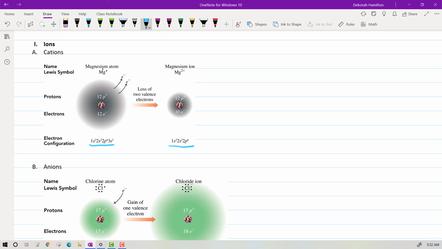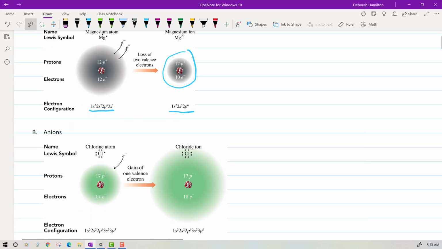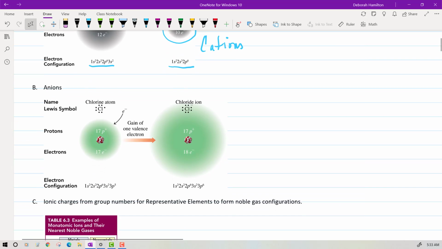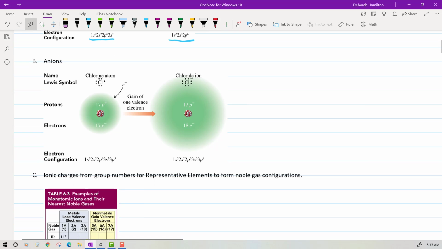Magnesium is in column 2A of the periodic table. When it loses those two electrons, it now has two more positive charges in the nucleus than it has electrons outside the nucleus. So the ion actually becomes smaller, because there are fewer electrons to take up the volume. It also becomes a noble gas configuration, which makes that ion stable. That is a cation. Metals form cations. Remember, metals are underneath the staircase and to the left on the periodic table.